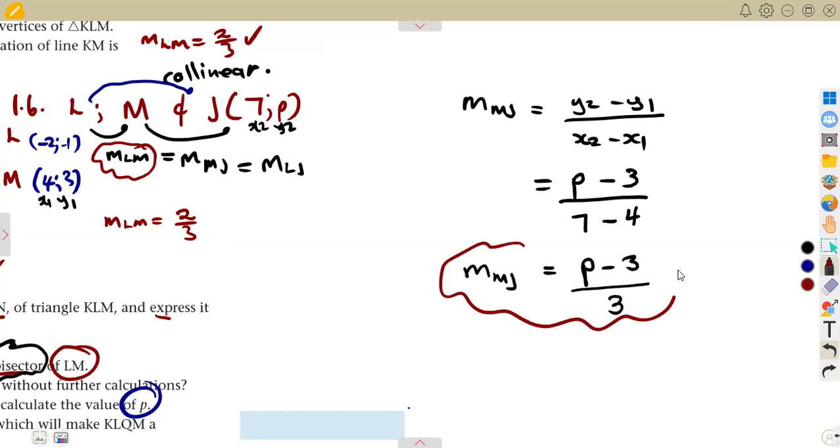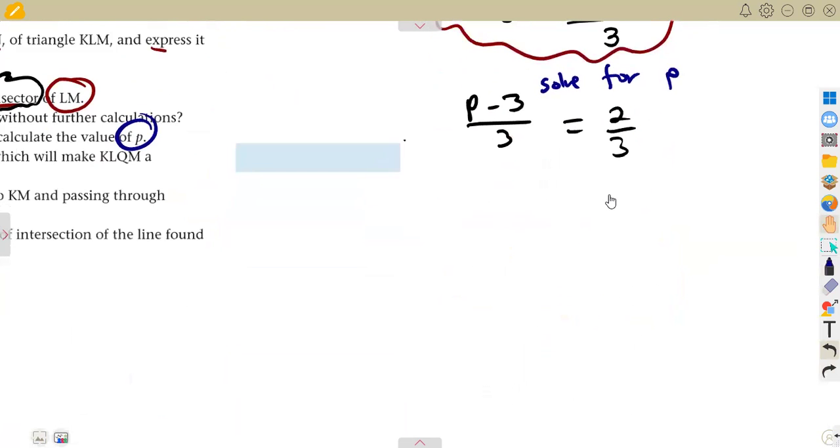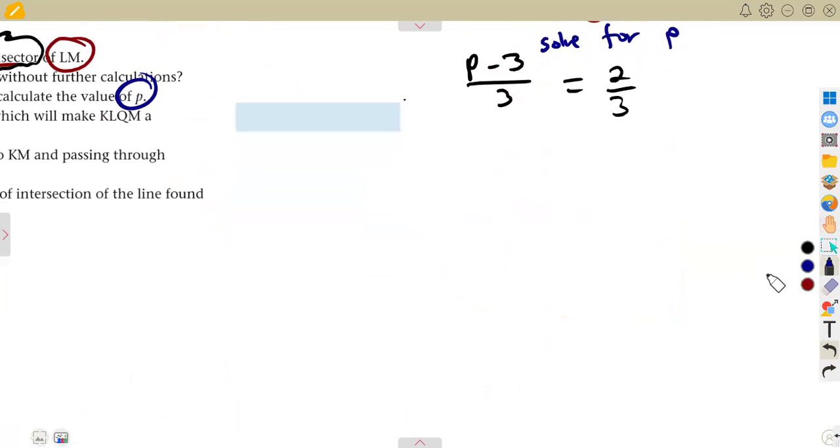Knowing that these points are collinear, on the same line, they have the same gradient, so I can equate these two gradients together because they are equal. It follows that the gradient of P minus 3 over 3 is equal to the gradient that we numerically have of LM. That's a numerical value. This one is in terms of P. So from this, you can solve for P. That's an equation now. How are you going to solve for P? You can cross multiply, it's up to you.